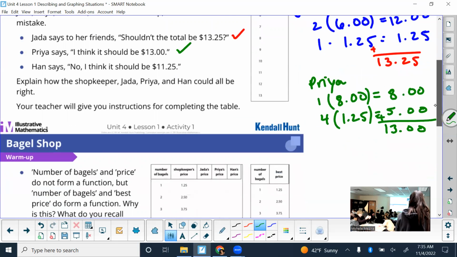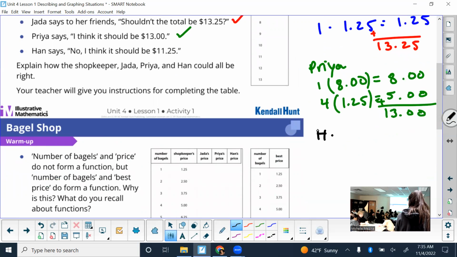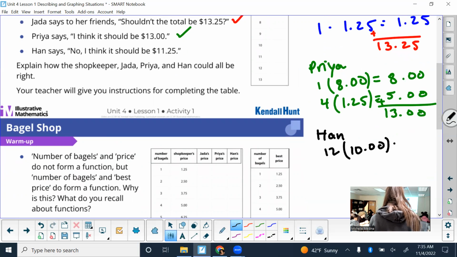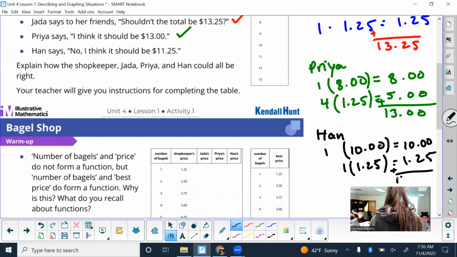And then lastly, how can Han be right? Parker? At the end, 12 bagels with 1 single bagel. And the 12 bagels sell for $10. So that's, wait, hold on. I should have done 1 order of 12. Okay, so then that's $10. And then plus the 1 single bagel. And that's how we get 11.25.